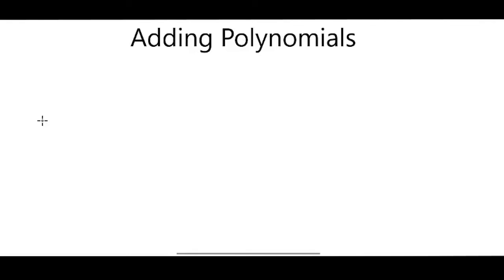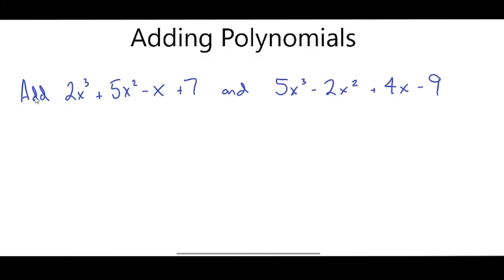Hey guys, today we are adding polynomials. Let's say we are told to add 2x to the third power plus 5x squared minus x plus 7 and 5x to the third minus 2x squared plus 4x minus 9. There's actually two ways we can go about this.